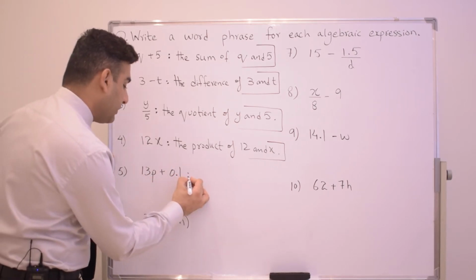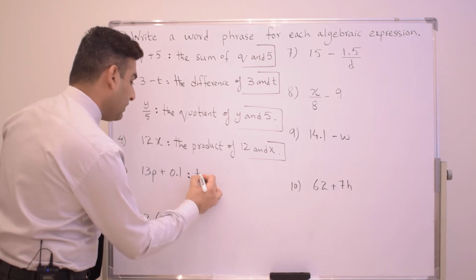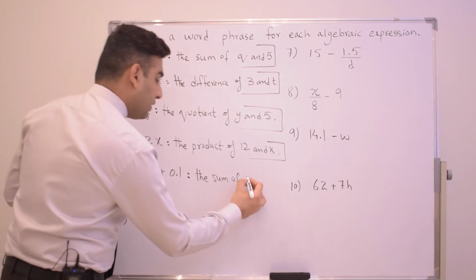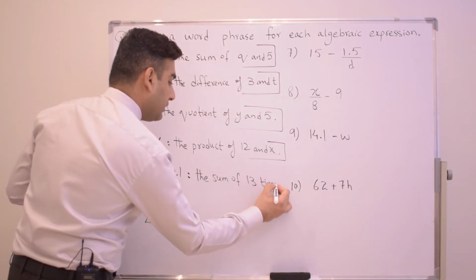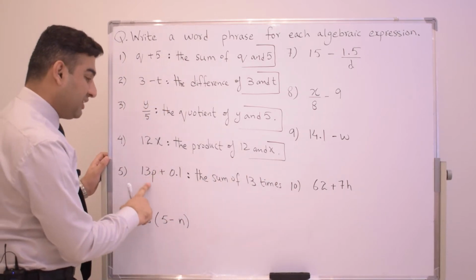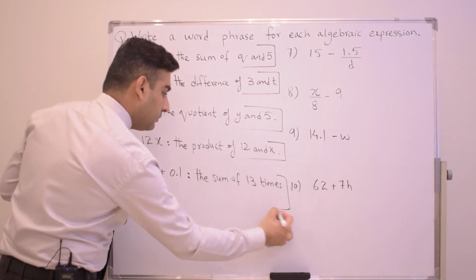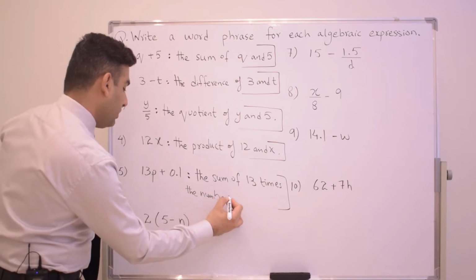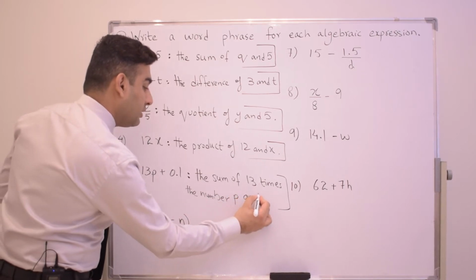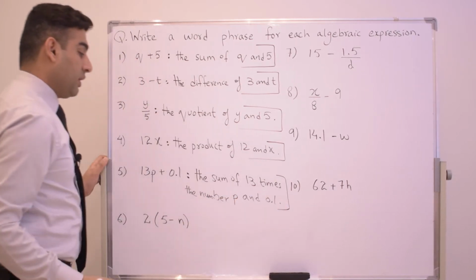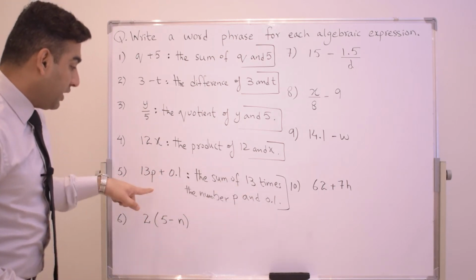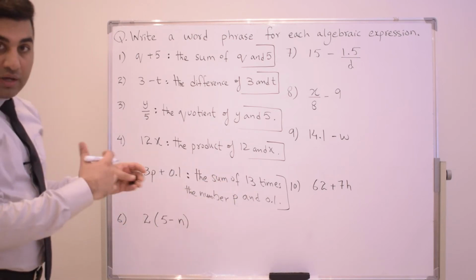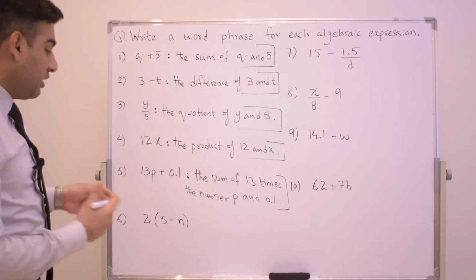So I will write it as the sum of 13 times the number p and 0.1. So guys, the sum of 13 times the number p and 0.1. So in this way you can write this expression in the word phrase.